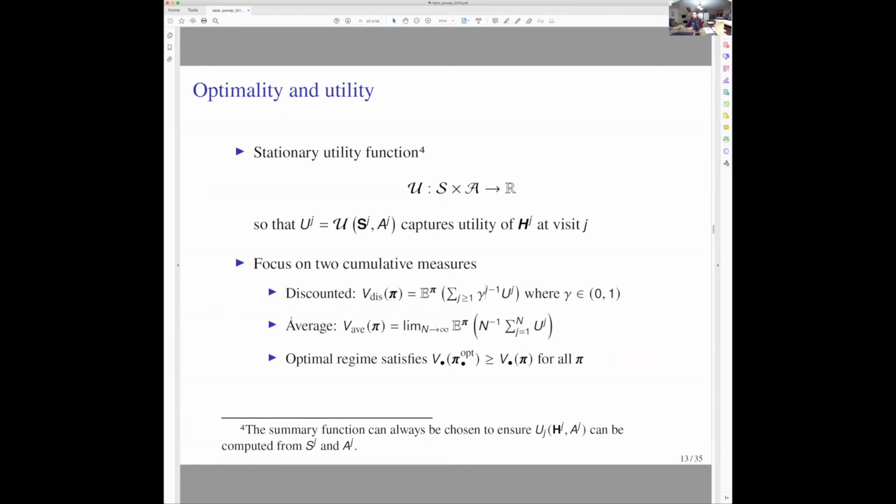Another approach is to look at the average reward, V AV. Here what you do is take the limit as n goes to infinity of the expectation of 1 over n times the sum of the utilities from j equals 1 to n.